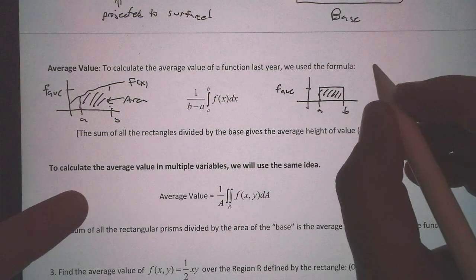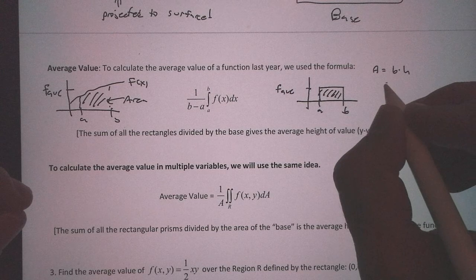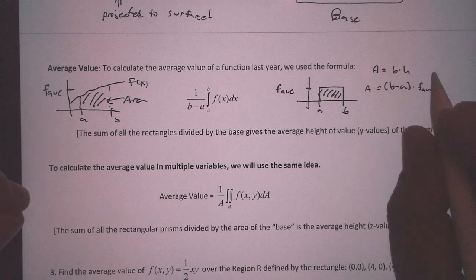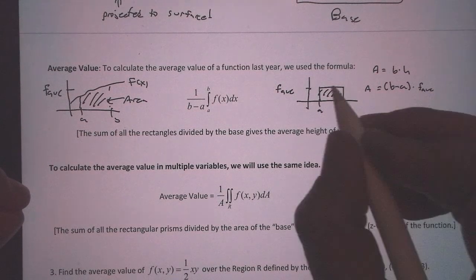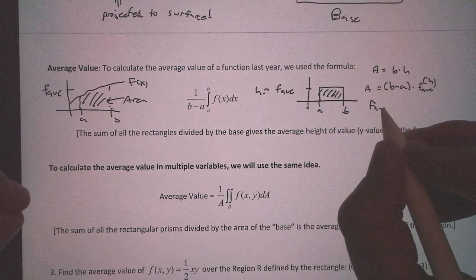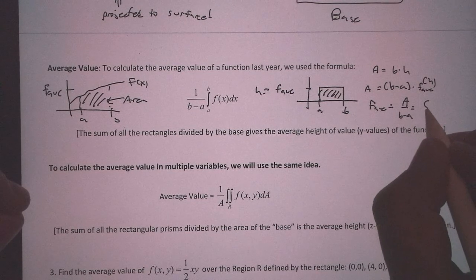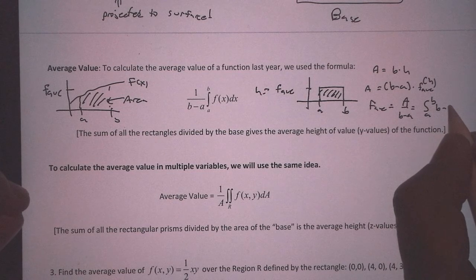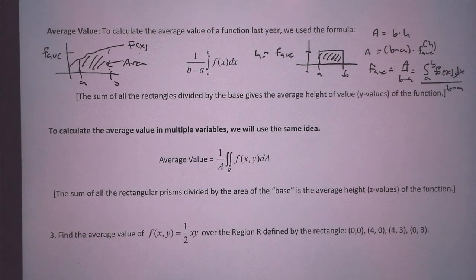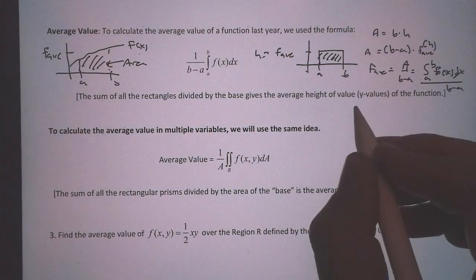And we can verify how the formula works, very simple, because I can just use a little bit of algebra. I know to get the area of my rectangle, it's going to be base times height. Well, my base is this b minus a, and the height is my average value. And we said that's the area. Well, if I want to find the average value, the height of our rectangle, I can take my f ave, and I'm going to divide both sides by b minus a. Well, what is A? Well, that's just the area, which is our integral from a to b of f of x dx, over b minus a. So that's how we get average value. In other words, the sum of all the rectangles divided by the base gives us the average height, or the y values, of our function.